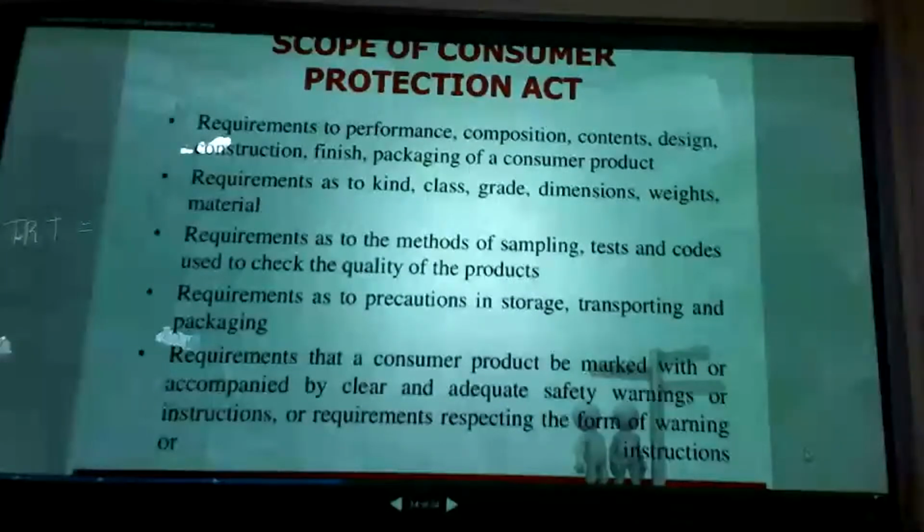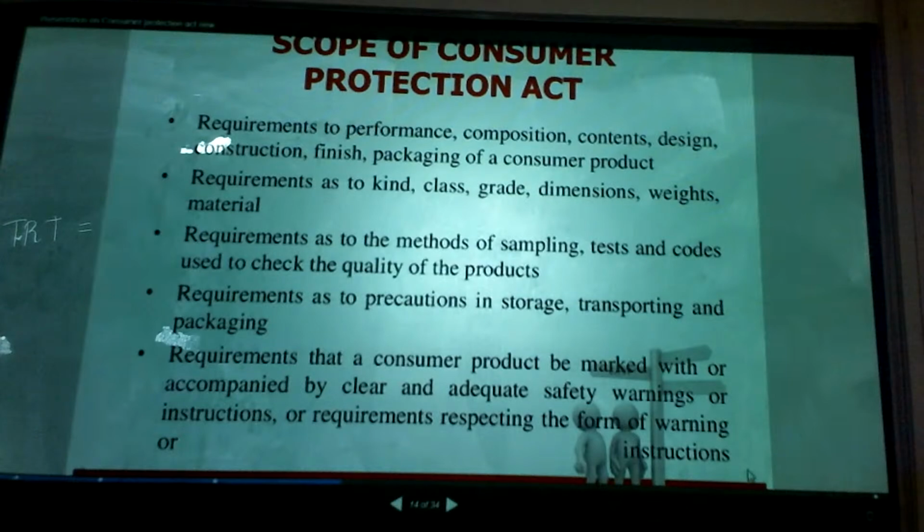content, design, construction, finish, and packaging of a consumer product, whether it is packaging, finished goods, design, colors, or specification. All of you know the marketing mix concept: product, price, people, promotion. The strategy has to compulsorily follow the ethical rules and regulations for finished goods, packaging, and design.